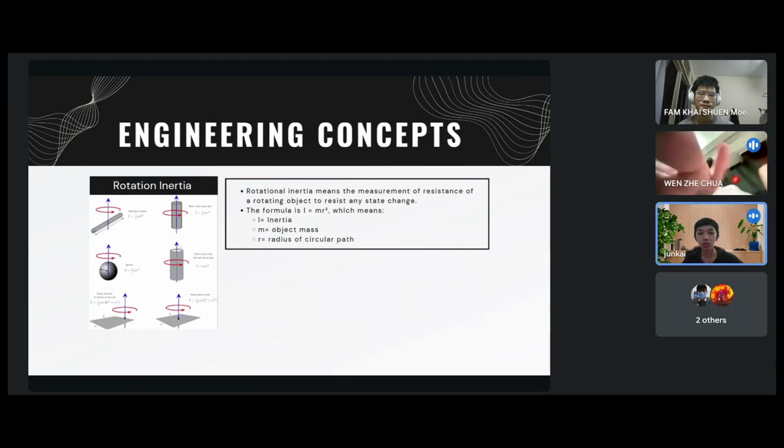Besides, rotational inertia is also involved, which means the measurement of the resistance of a rotating object to any state change, with the formula I equals mr squared.